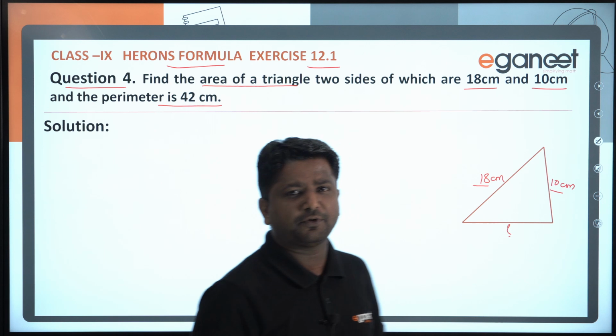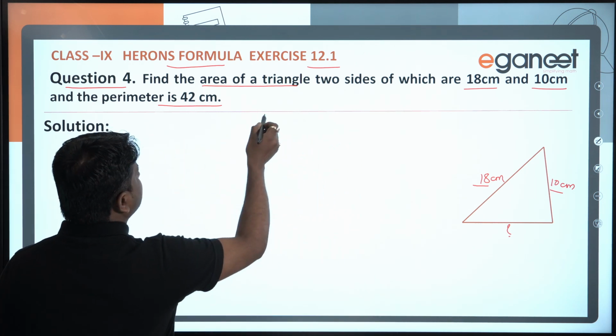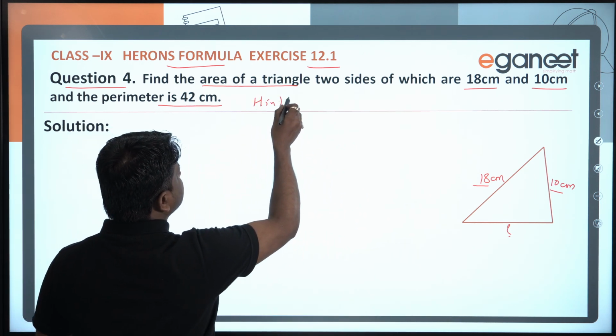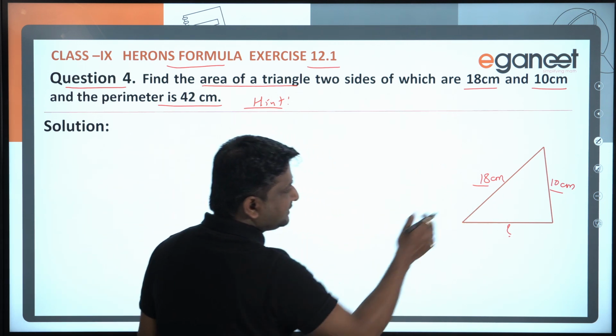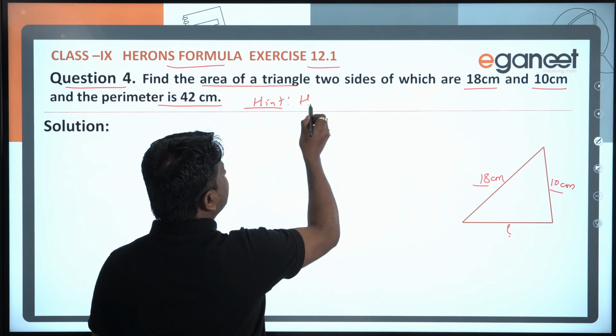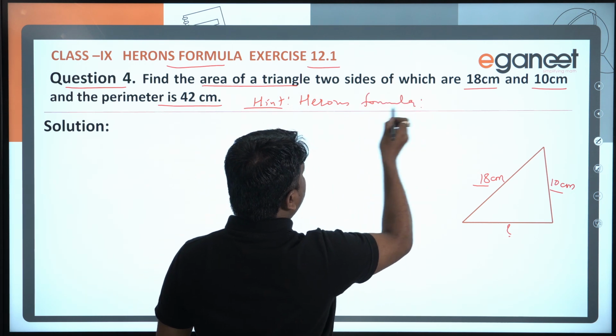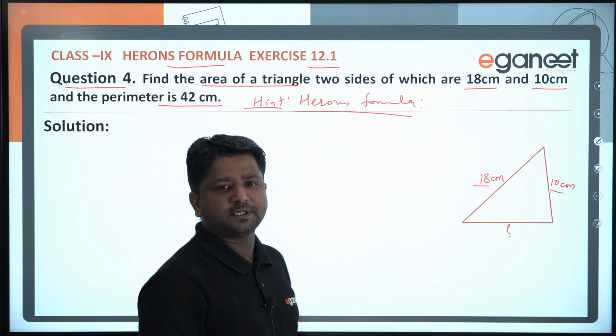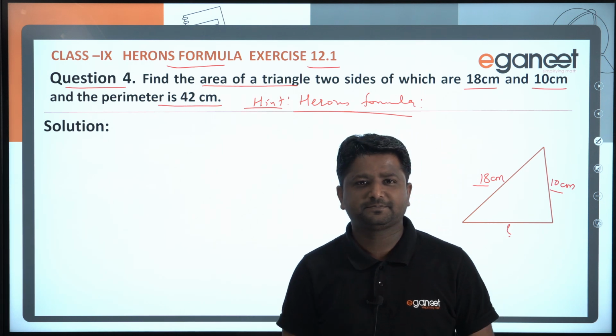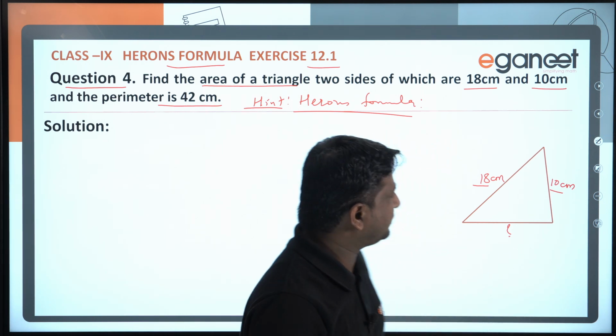So here is the hint for you. Hint is, now in this manner find the third side and then after that use Heron's formula. Use Heron's formula to find the area of the triangle. Now that's a very simple one, right? Let's now actually solve this.